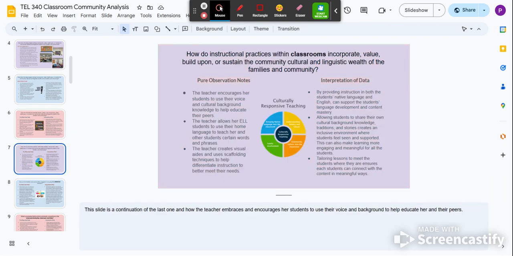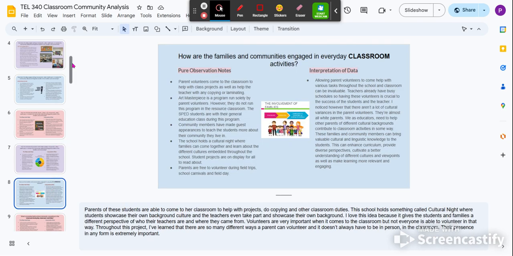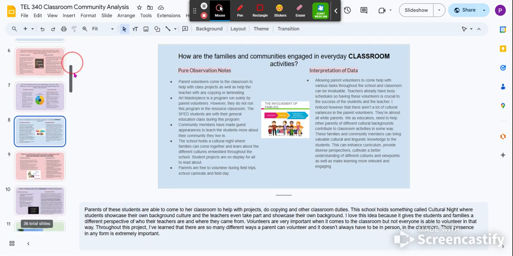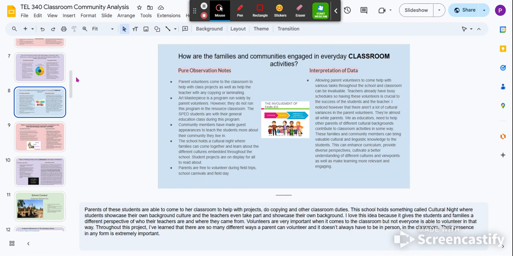This slide is just a continuation of the last one on how the teacher embraces and encourages her students to use their voice and background to help educate her and their peers. Parents of these students are able to come to her classroom to help with these projects, do copying, and other classroom duties. The school holds something called Cultural Night, where students showcase their own background culture, and the teachers even partake and showcase their own background. I love this idea because it gives the students and families a different perspective of who their teachers are and where they come from.